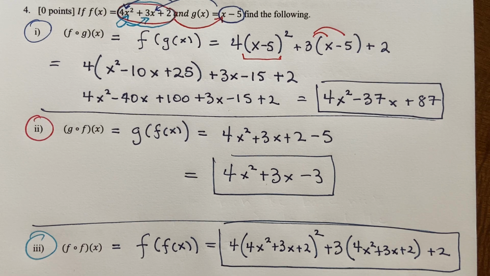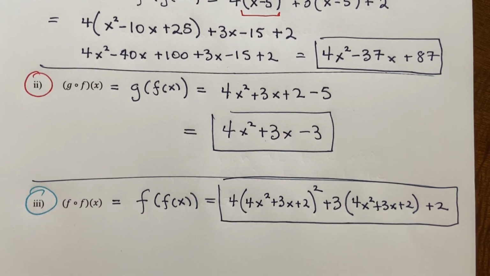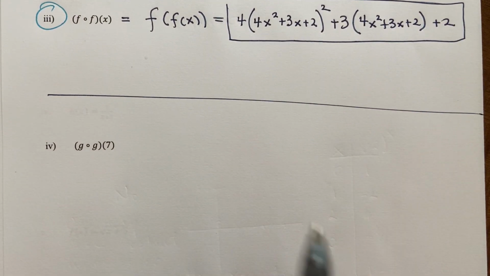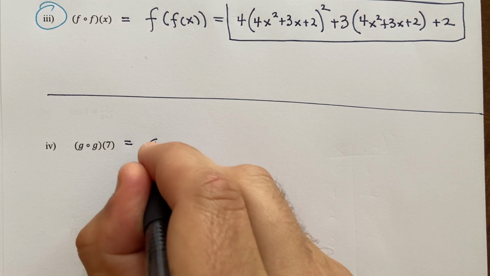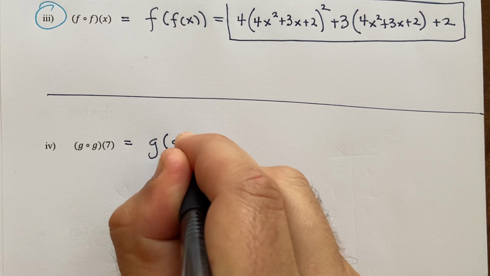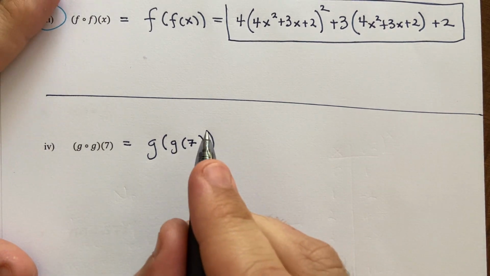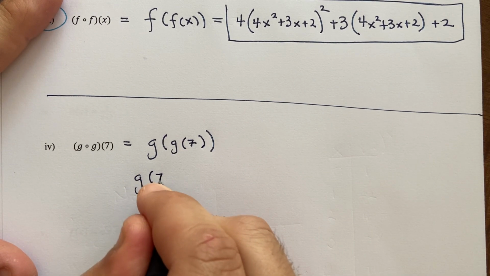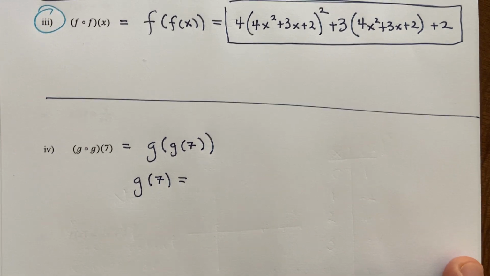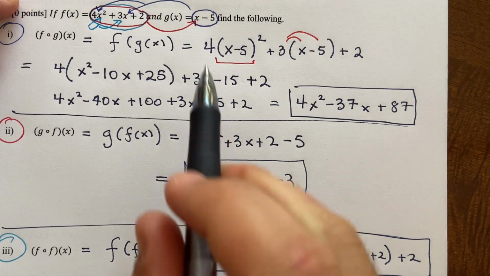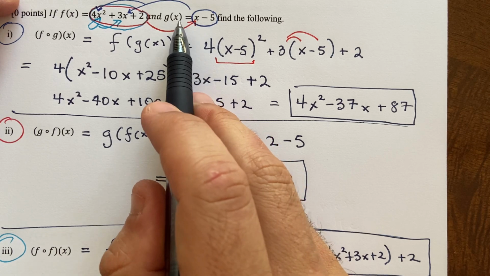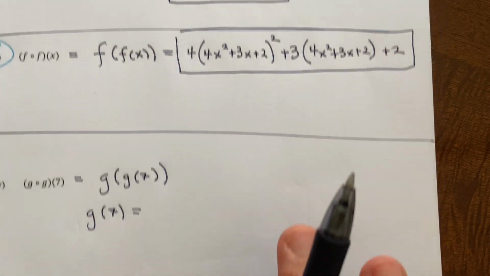Number 4, it says f of g of 7. So this would be the exact same as taking f of g of 7 like this. So what I can do is first find g of 7. So g of 7, if I go back up here, here's g. So g of 7 would be 7 minus 5, in other words, 2.